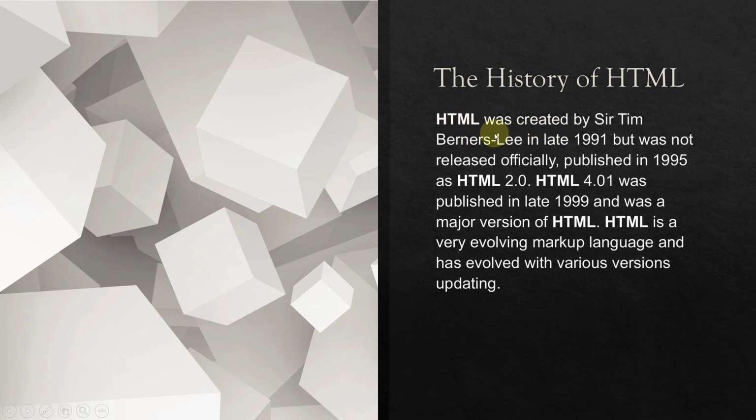This is a history of HTML. HTML was created by Sir Tim Berners-Lee in late 1991, but was not released officially. Published in 1995 as HTML 2.0. HTML 4.01 was published in late 1999 and was a major version of HTML. HTML is a very evolving markup language and has evolved with various versions updating.